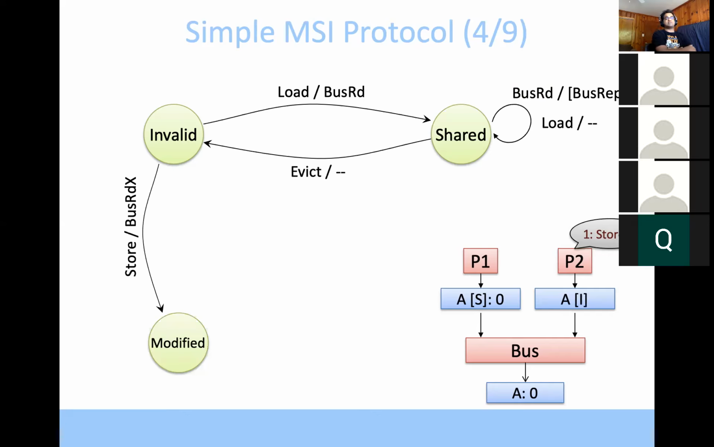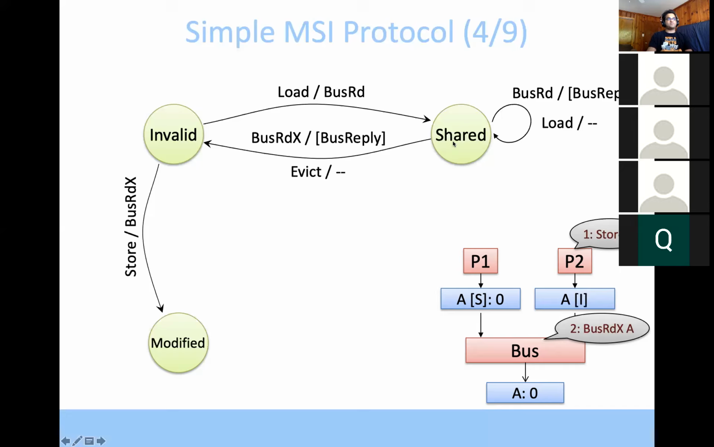So let's say processor 2 decided to store A, right? It had read the value earlier, or it's doing a blind store, whatever that may be. So let's say you do a store, you first need to read the value for A, but you also need to declare that you want exclusive access to A. So that's why we call it the bus read X. X here stands for exclusive. So when you do this store, you issue a bus read X, you get the value, and then you move to this modified state.